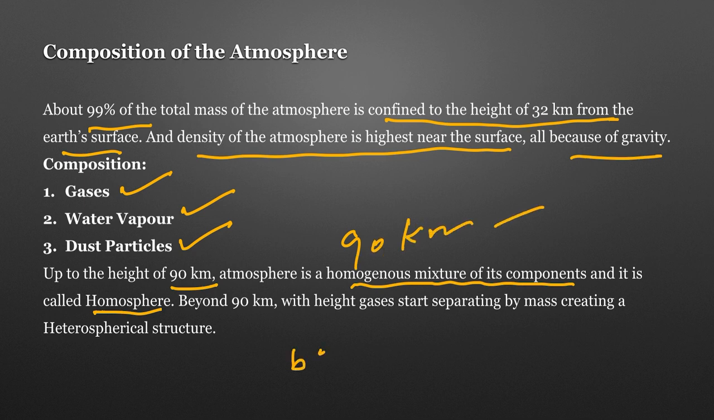And beyond 90 km, all gases are separated by mass because of gravity, and their structure is called heterospherical structure.